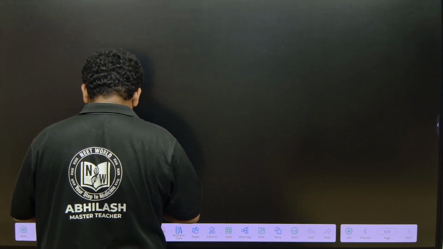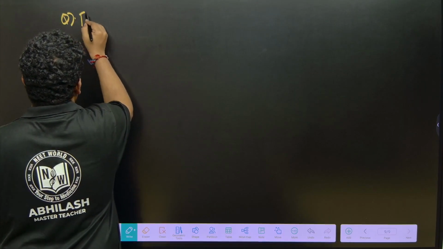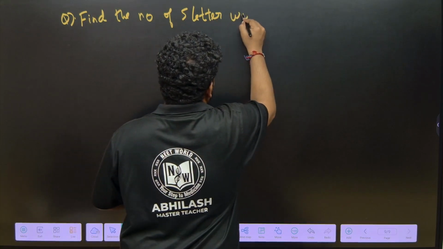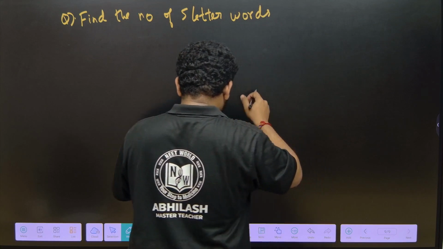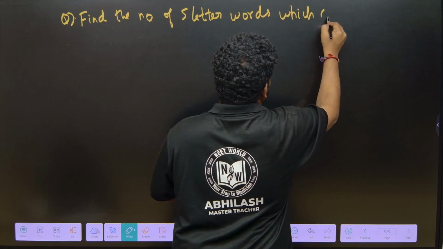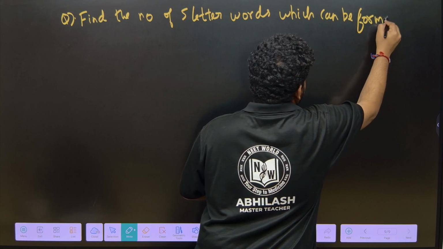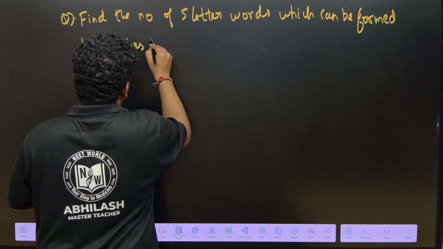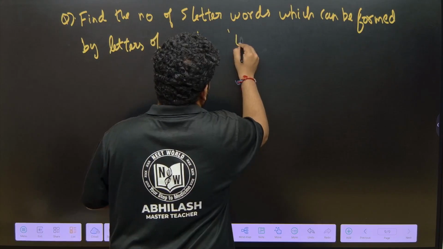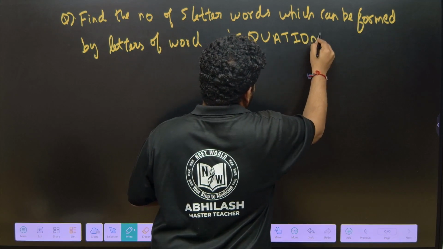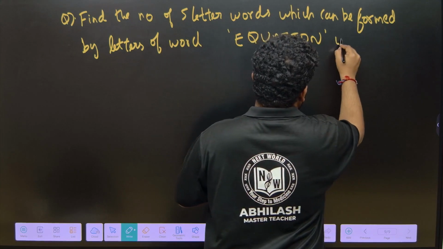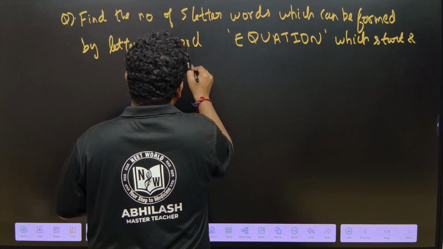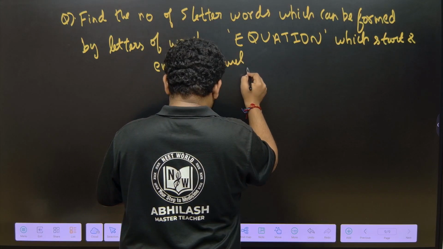Next question is, find the number of 5-letter words which can be formed by letters of the word EQUATION, which start and end with vowel.